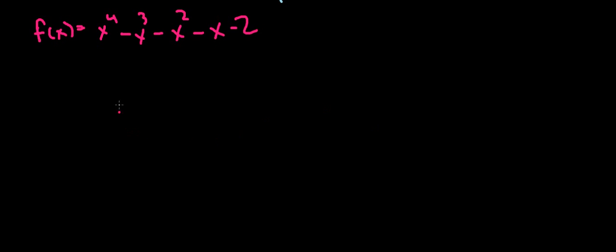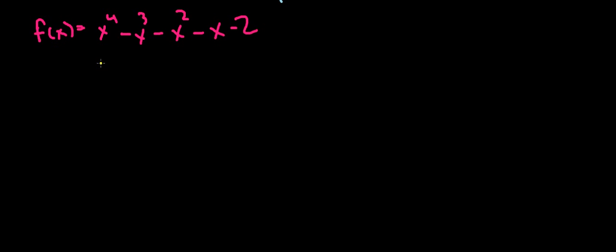So let's do an actual example. I have f of x is equal to x to the 4th minus x cubed minus x squared minus x and minus 2. And I want to find out the zeros of this function. So first what we can do is use Descartes' rule of signs.